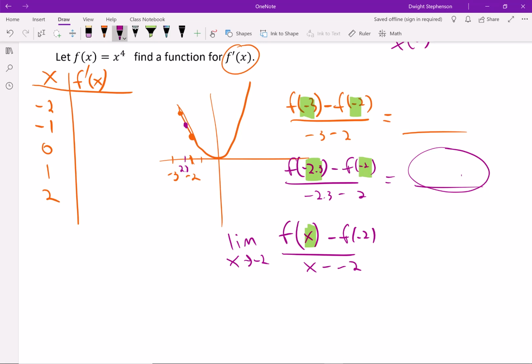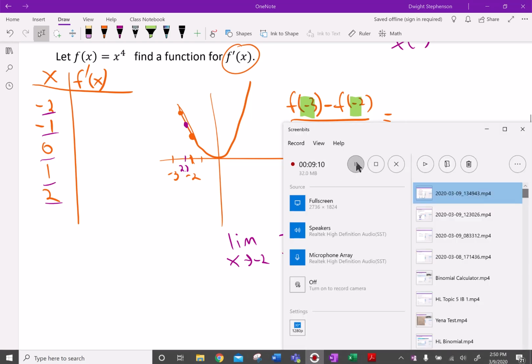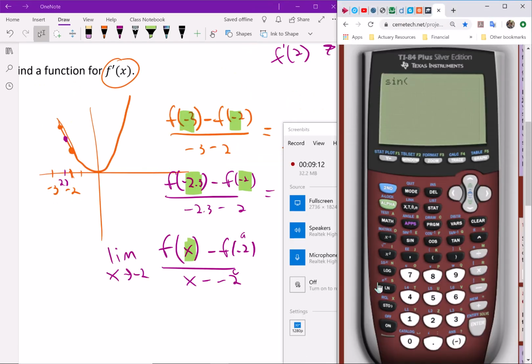Right, so we're going to do that as x approaches negative 2. And in general, again, it's a, and later on a will take on these values, right? So let me get this set up so you can see. Okay, so I'm going to do this one on the calculator so you can see how it would be done on this calculator.